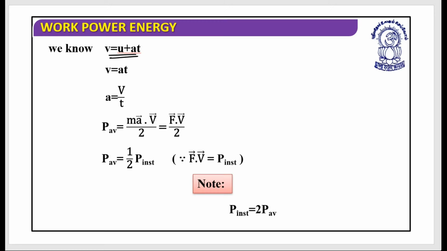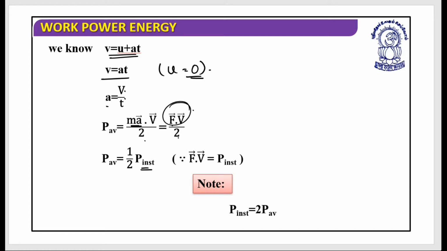We have three relations available for uniform acceleration. This is v equals u plus at. I have been given that u equals 0, so v equals at, and from this a equals v by t. So P average would be equal to m into a dot v by 2. ma could be F dot v by 2, and F dot v is the P instantaneous.